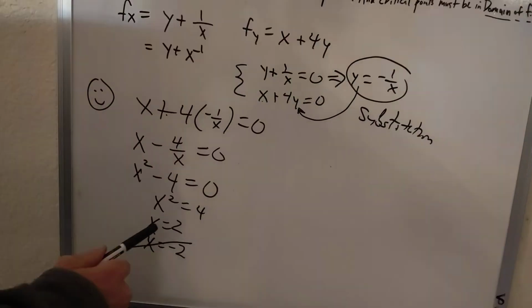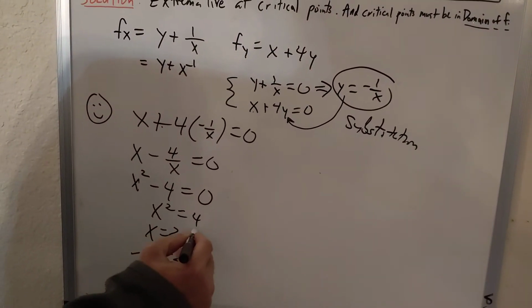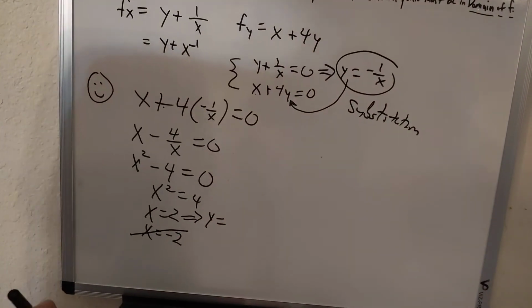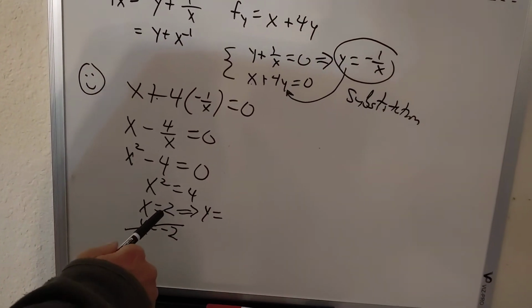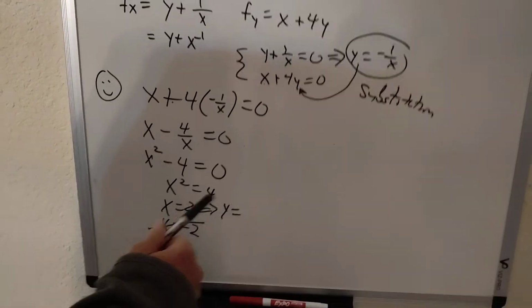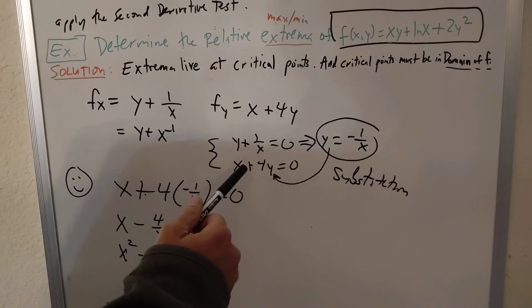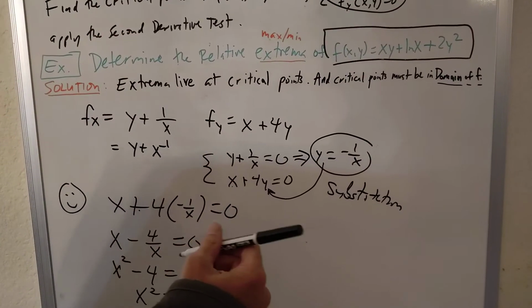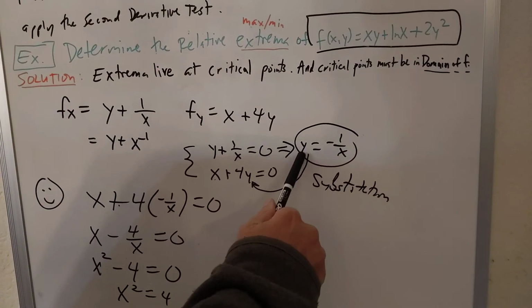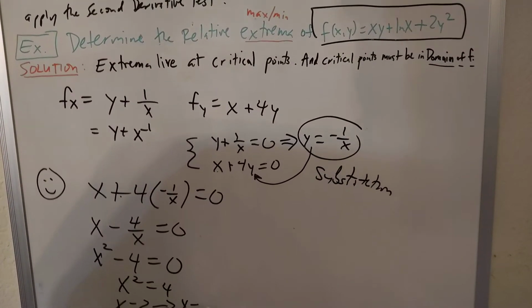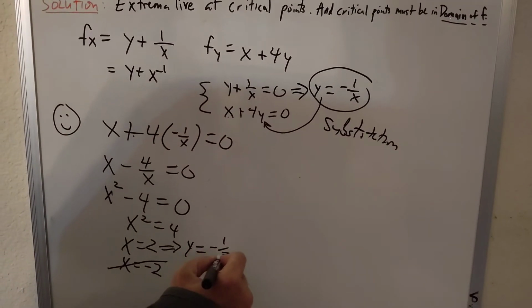So now that I know x is equal to 2, this implies that y, the y coordinate of the critical number, is going to equal, and what you do is you let x equal 2 into either one of these original equations. It doesn't matter. So actually I'm going to look at this one right here because it's solved for y. Isn't y going to equal negative 1 over 2? Because x is 2, so y equals negative 1 over 2.